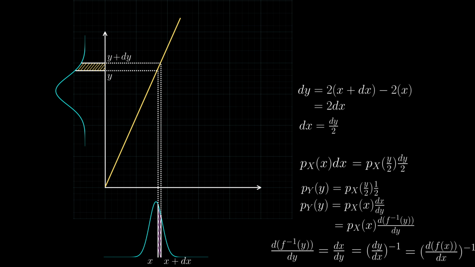This is almost the correct expression. This dx by dy term could be negative, but our probability density values can never be negative. So rather than dx by dy, we use the absolute value of dx by dy to handle both monotonically increasing and decreasing functions.